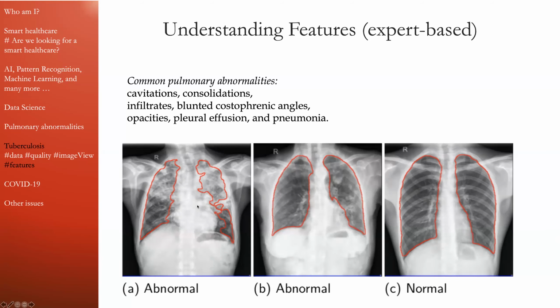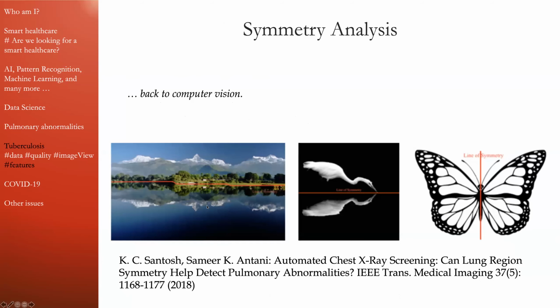So think about the following. If we do a computer vision technique, which is symmetry analysis, basically it's all about finding the line of symmetry for all cases up to here.